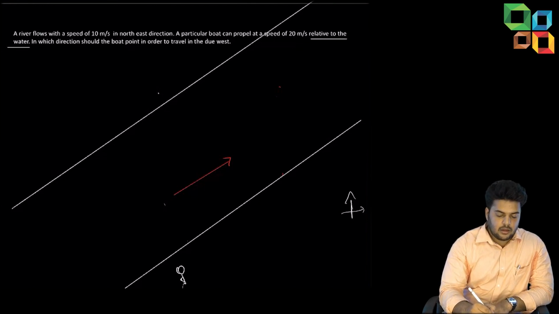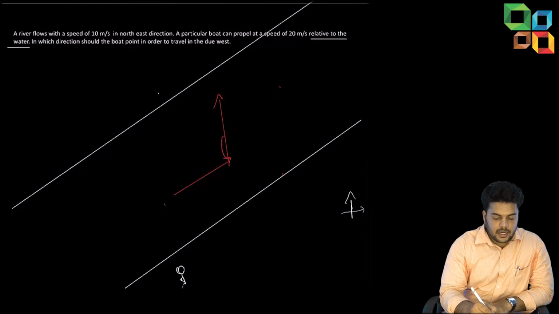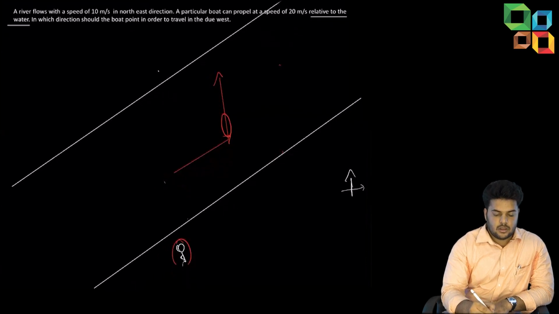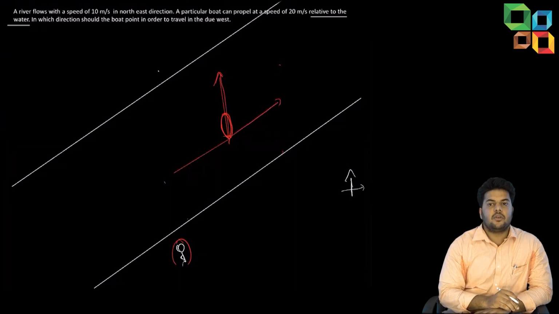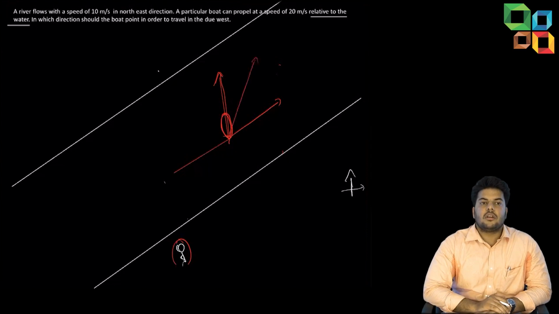Now let's say the boat is pointing that way. Then which way would the boat end up going according to this observer over here? Can you imagine that? The boat is trying to go this way, but at the same time the river is dragging it this way, isn't it? So which way does it go? Somewhere in between, like this. It goes like that. Correct?